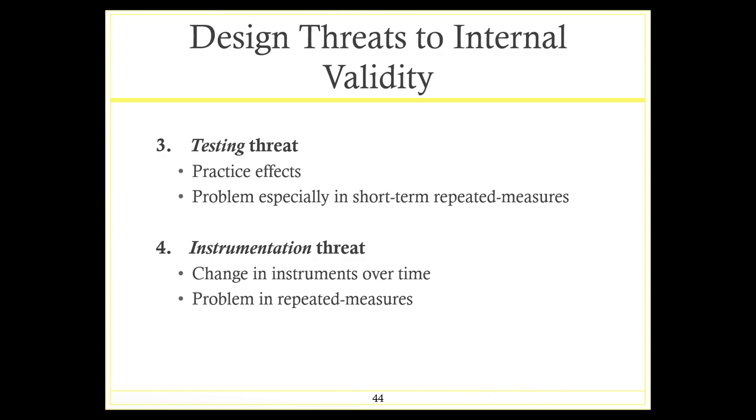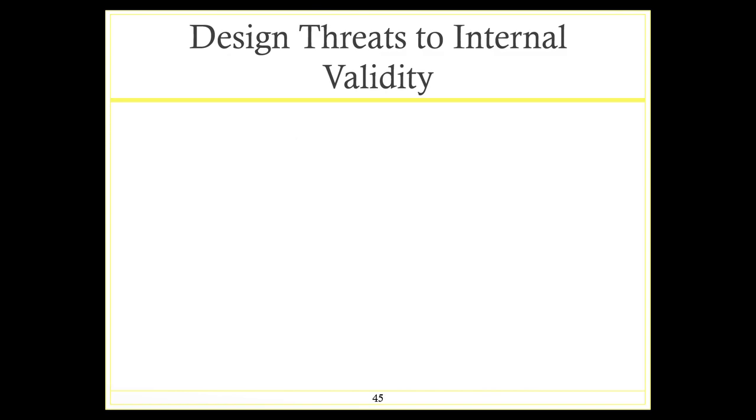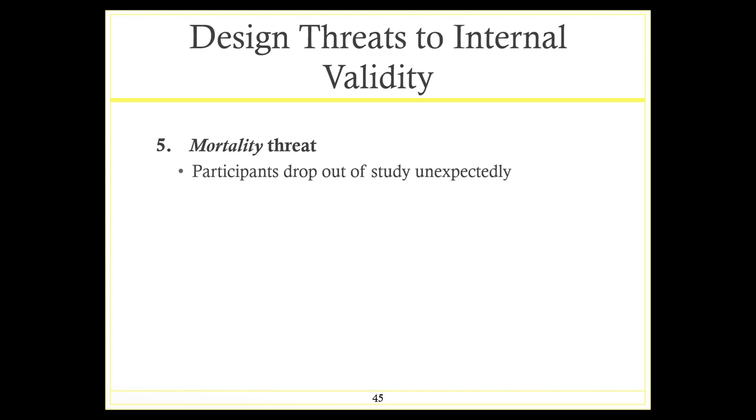So that might decrease the effect of practice on performance of the tests. The fifth threat would be mortality threat. That basically means participants will drop out of the study unexpectedly. They might, and that does not mean they just died because of virus, something like that.